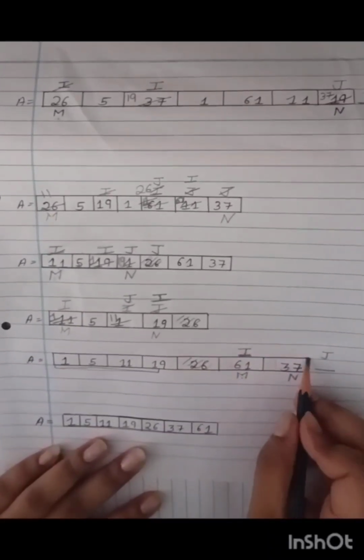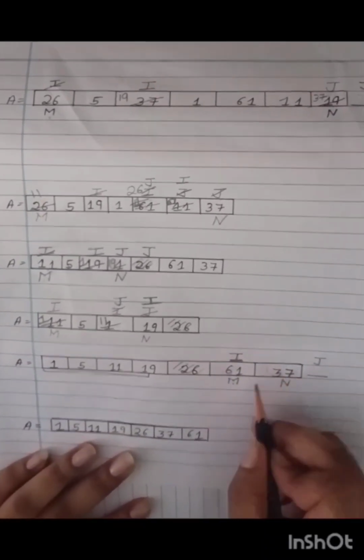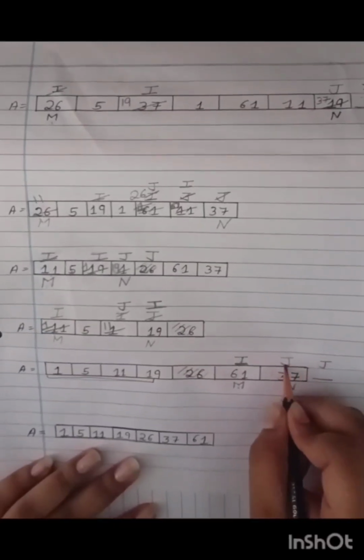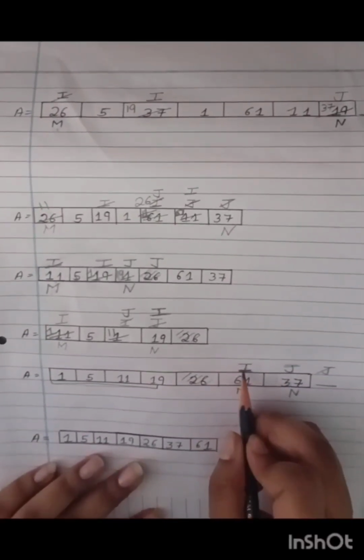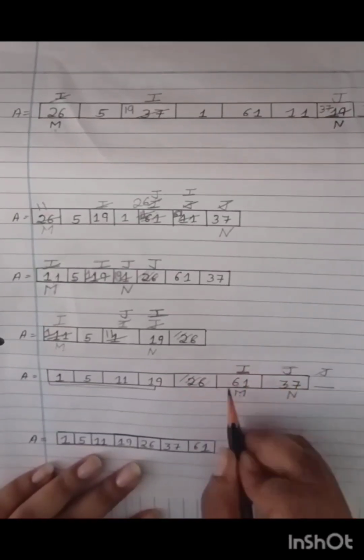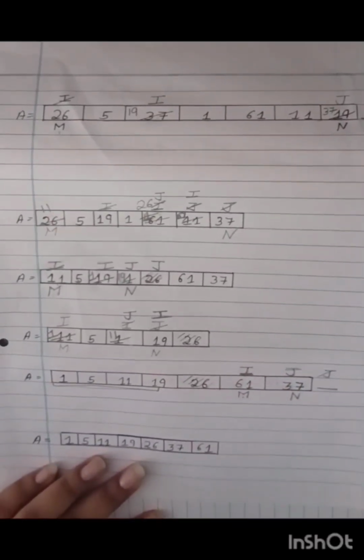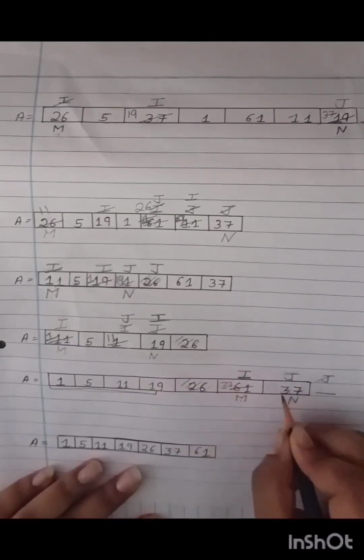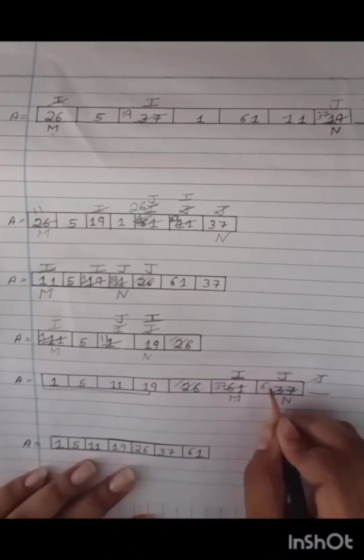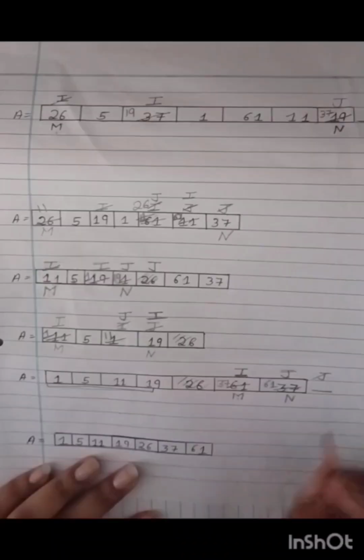Now we check for j. The value of j is less than m, so here we put our j. Now we have to check in terms of position, the value of i is less than j, so we have to swap these two numbers. In place of 61 we put 37, and in place of 37 we put 61. Now again we have to check.